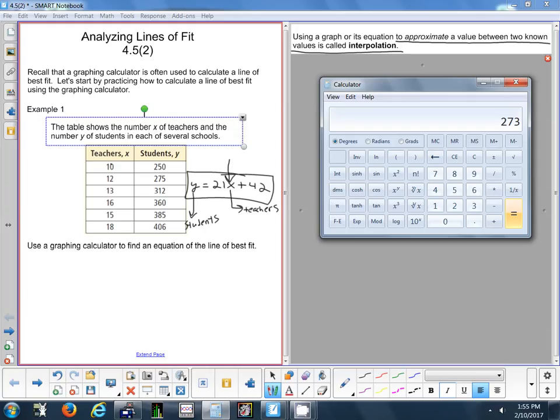Okay? That's based on my prediction. Now, it might be off a little bit. It's not always going to be perfect. But based on my formula, it's just an estimate. So what I just did is I interpolated. Okay? I predicted how many students there would be between two values that I knew. I have 10, I have 12, I don't have 11, but I made an estimate.